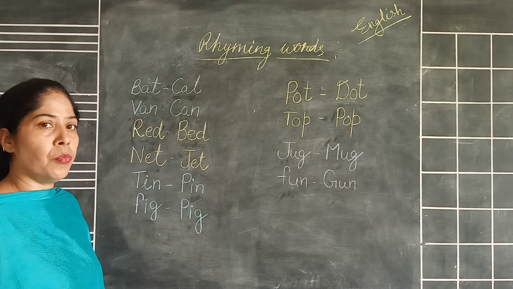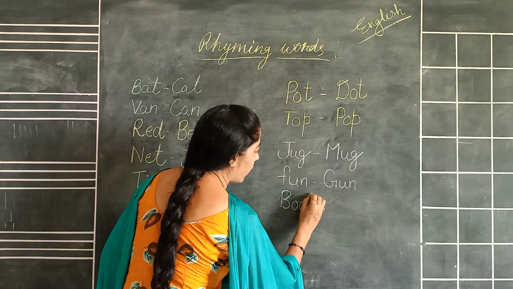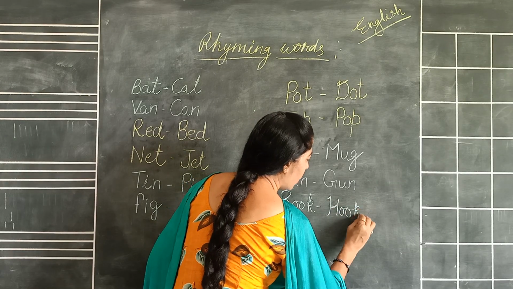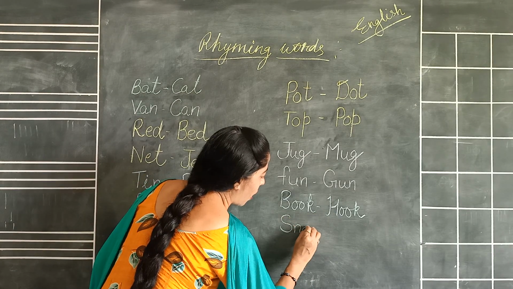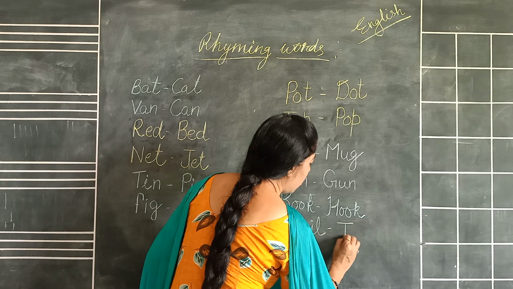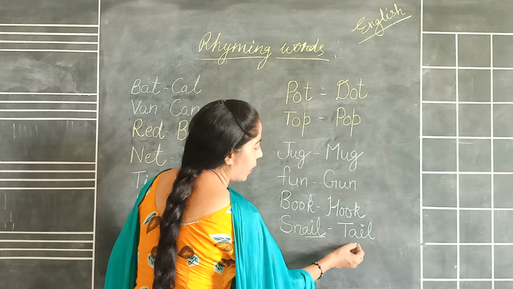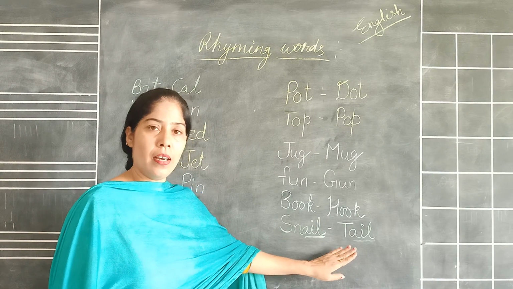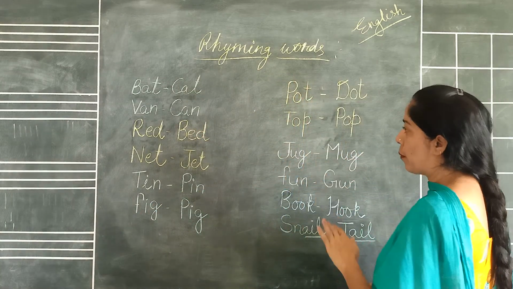This is for you, more examples I am giving you. B double O K, book. H double O K, hook. Snail, S N A I L, snail. T A I L, tail. Snail, tail. Rhyming words. So dear students, I hope you understand these rhyming words.